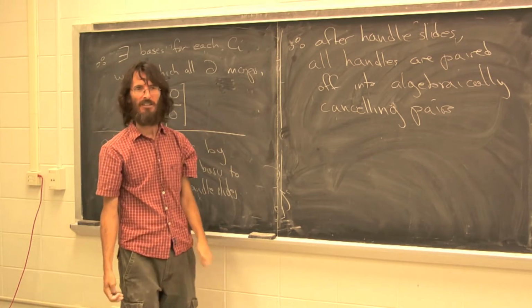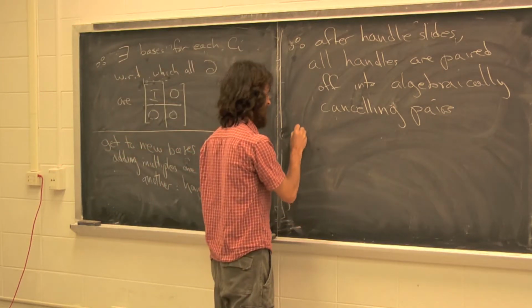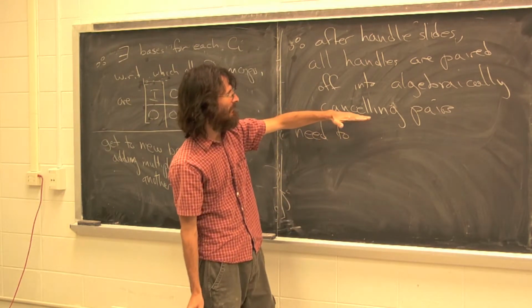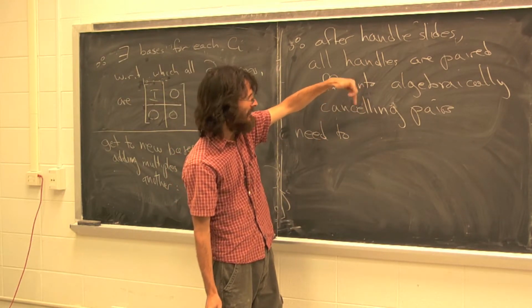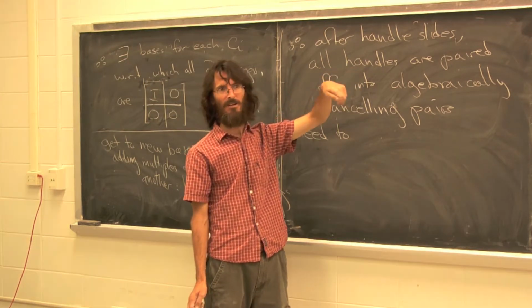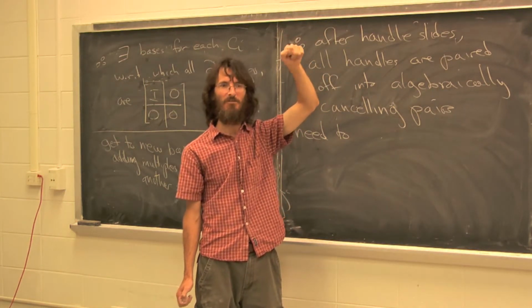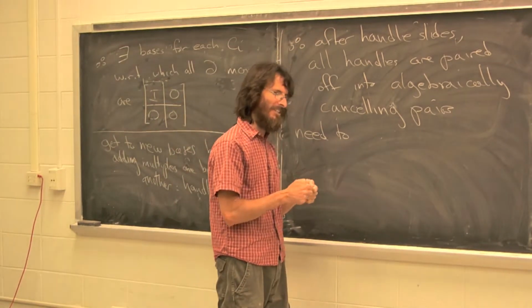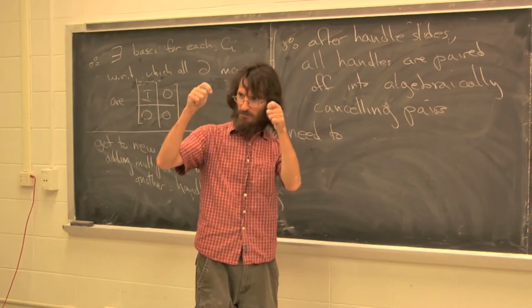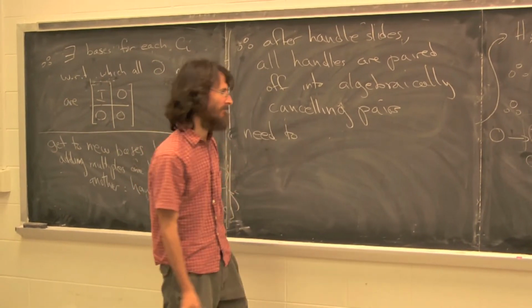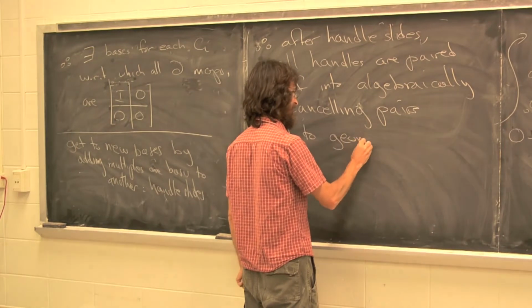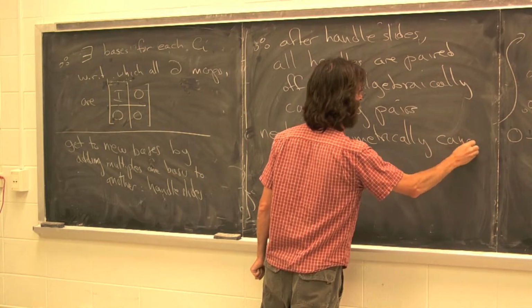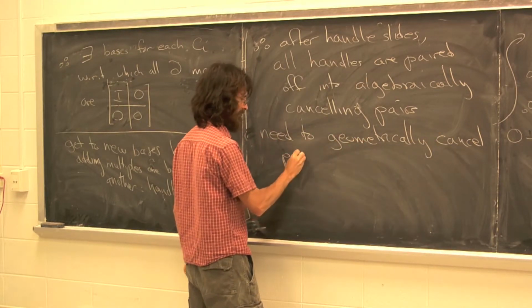So then we have to geometrically cancel. Now I'm not interested in algebraically canceling; I want to get to the point where they are geometrically canceling pairs, which means exactly one flow line from that critical point to another and no others. But in order to do that, I first need to geometrically cancel the pairs of flow lines that appear with opposite sign.